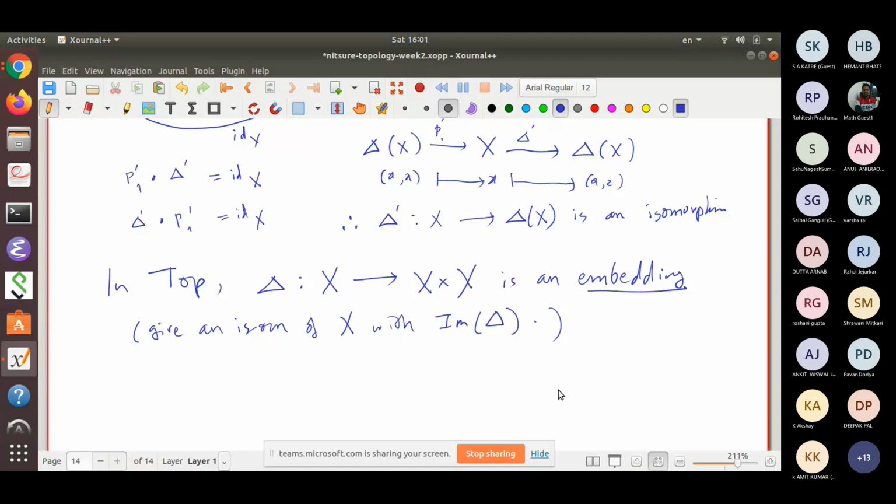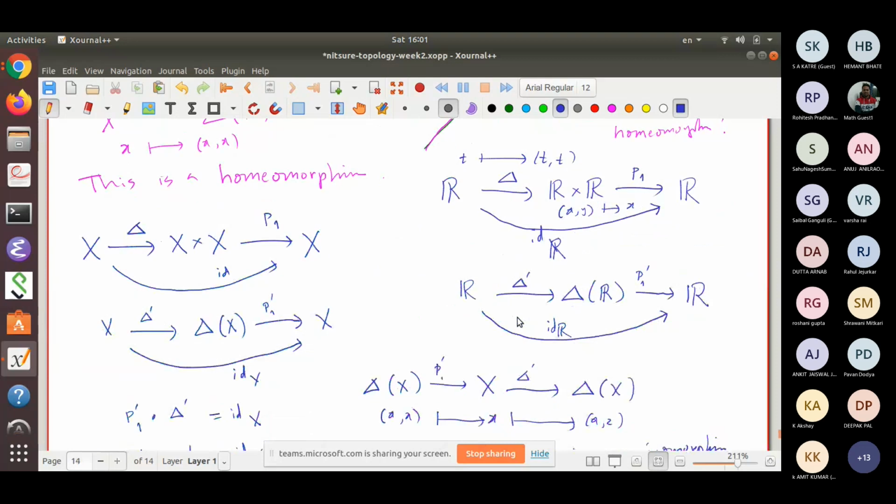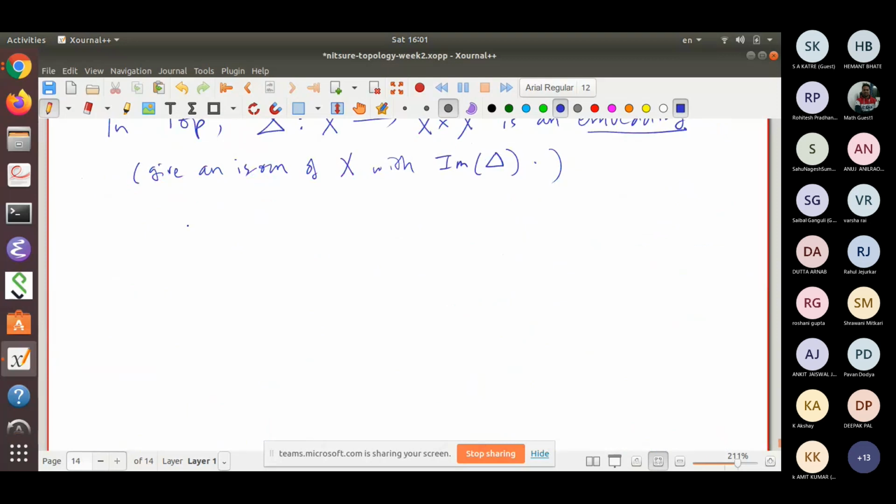So we already understood the notion of subspace and embedding. So if you simply have X a topological space and Y is a subspace, then the inclusion map of Y included in X is an embedding.